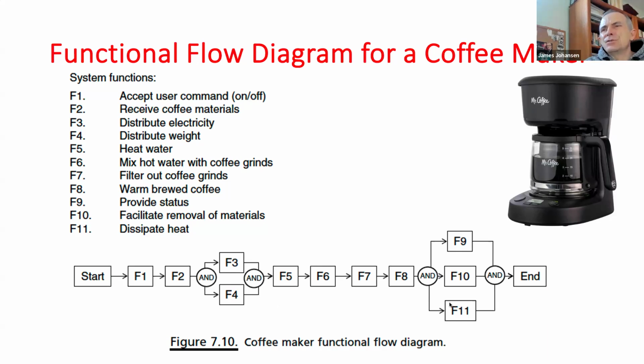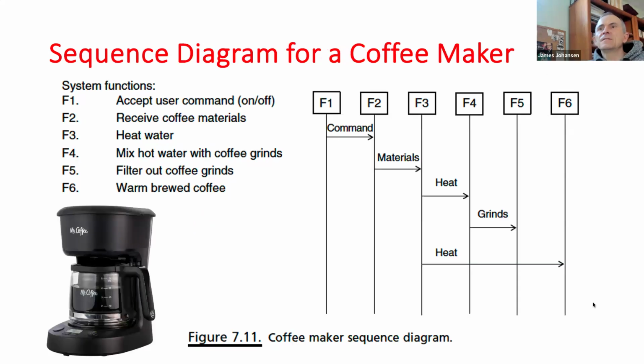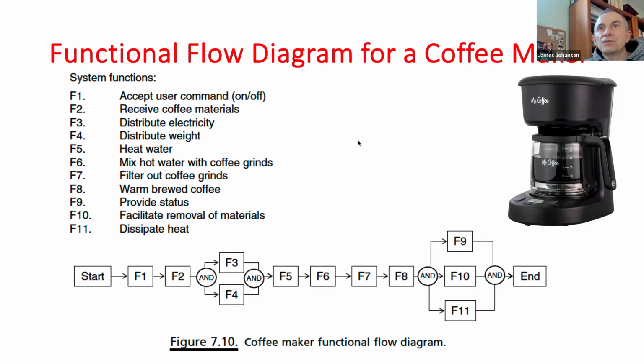And so those are some things. I'm just going over the ones that are in parallel. You provide the status, you facilitate removal of the materials, and you dissipate heat. All those happen at the end. Once you've done heating the coffee, you don't need to keep it heating. And so like the coffee maker my wife likes to use, it has an auto turn off feature, which can be nice so you don't end up burning down your house or something unexpected. So that's looking at it from a functional flow diagram.